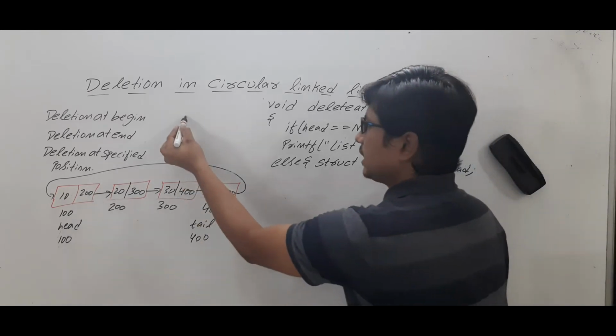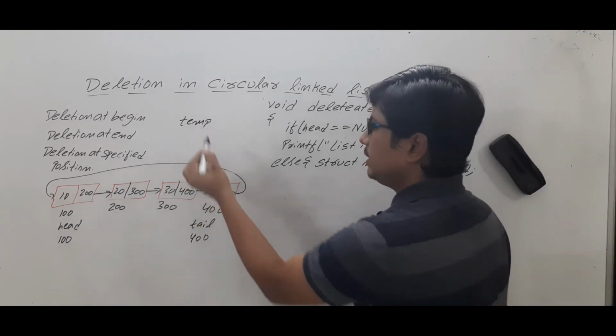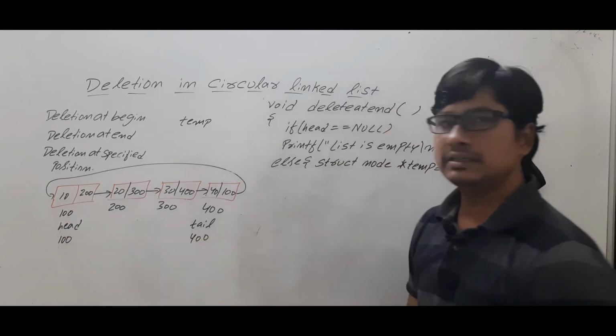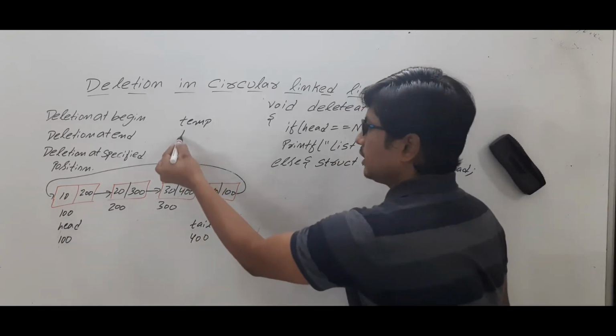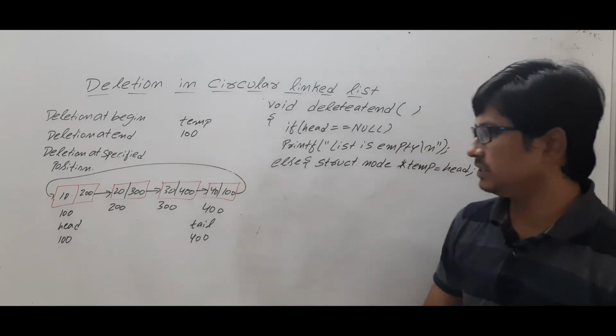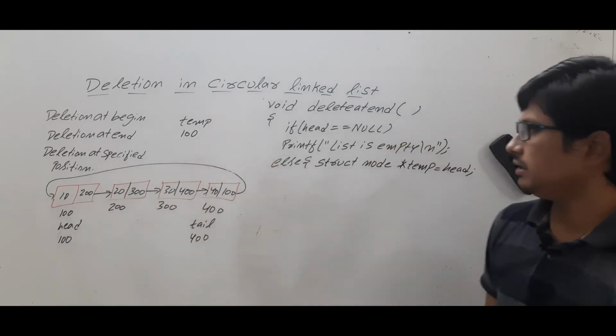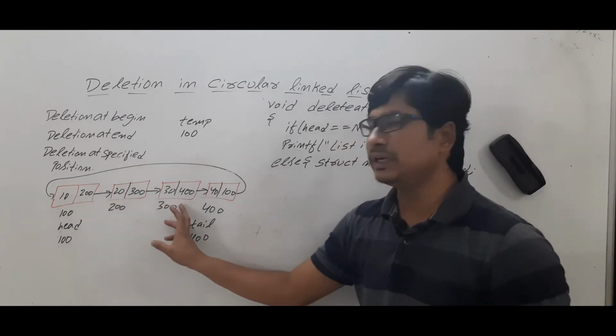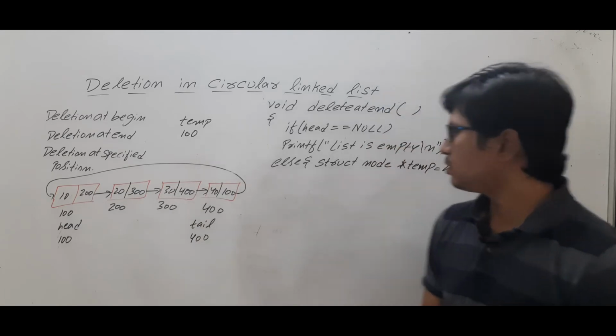Now we have declared one pointer called temp. We have assigned whatever value is there in the head. Head is having the value 100. Now temp will consist of address 100, which is the first node address. Okay. Now what do you need to do? You need to travel up to here, the last but one node. So how can you do that?